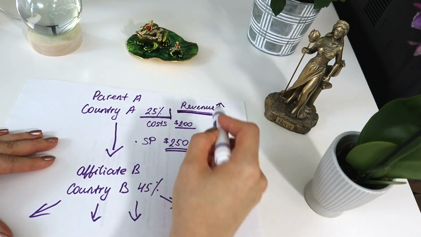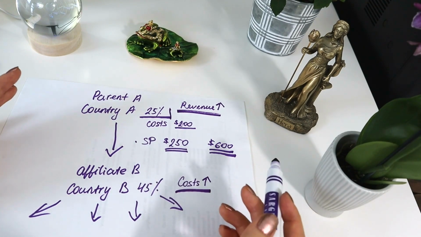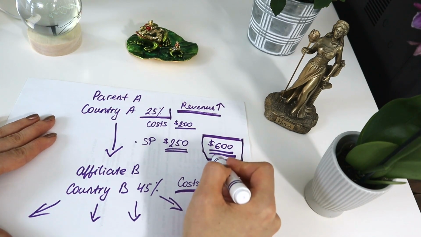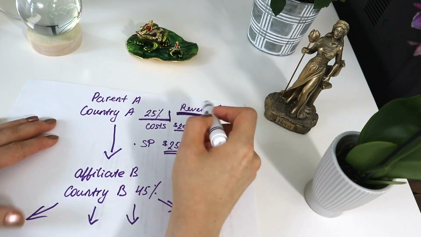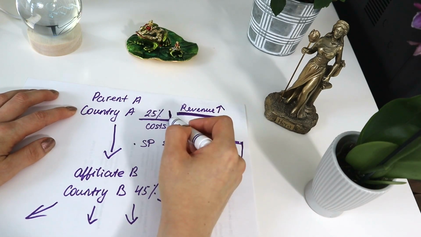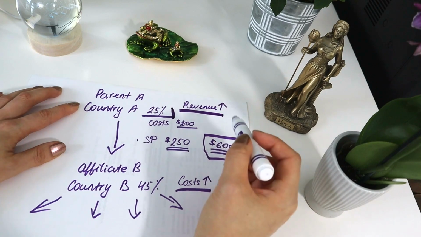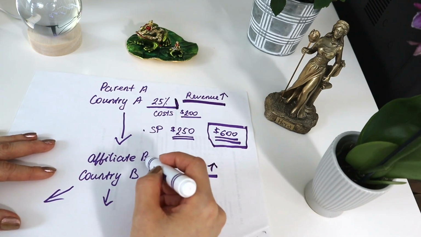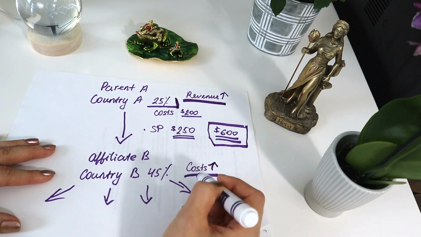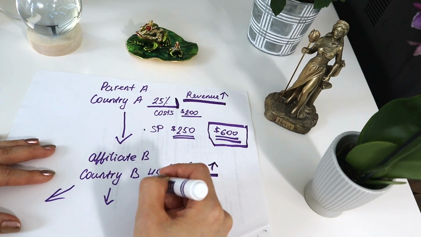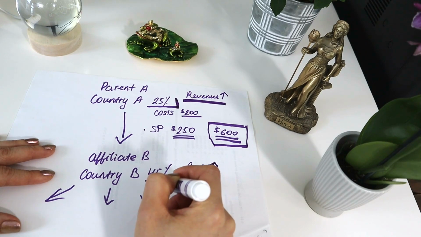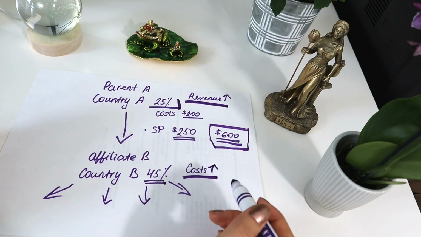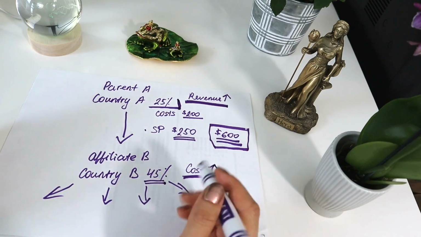So with this reasoning, it is more beneficial, obviously, to charge $600, because this way you will have higher revenues in country A that doesn't have a high tax rate, and you will have higher costs to offset any income that your affiliate B happens to produce, because you want to have costs high because the tax rate in this country is so much higher. So I hope that makes sense. This is a very simplistic way of viewing what transfer pricing is, but I hope it makes sense.